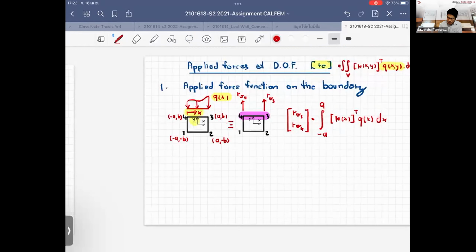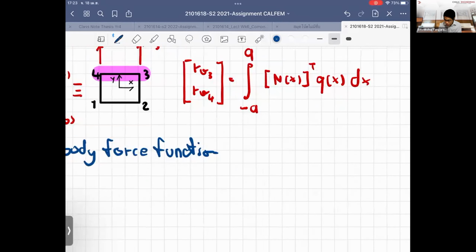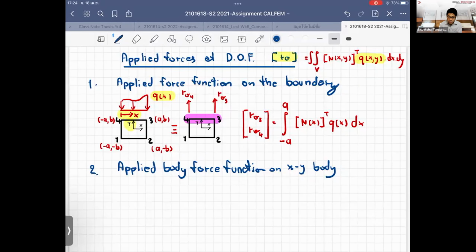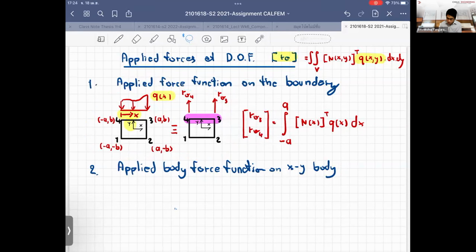And what happens if you need the body force? If you have to apply a body force function, but now on the XY body, right? So this is covered for the whole body. So I have to copy this and place it here.